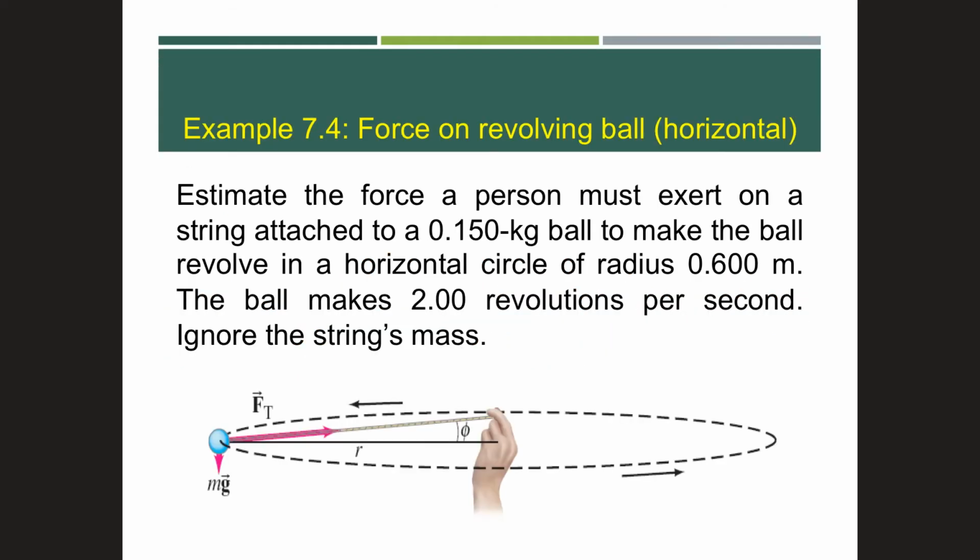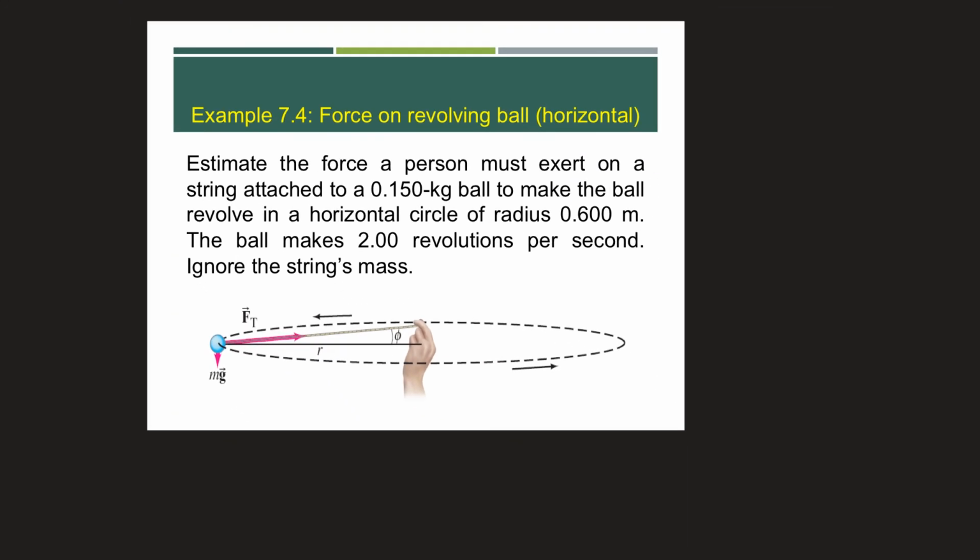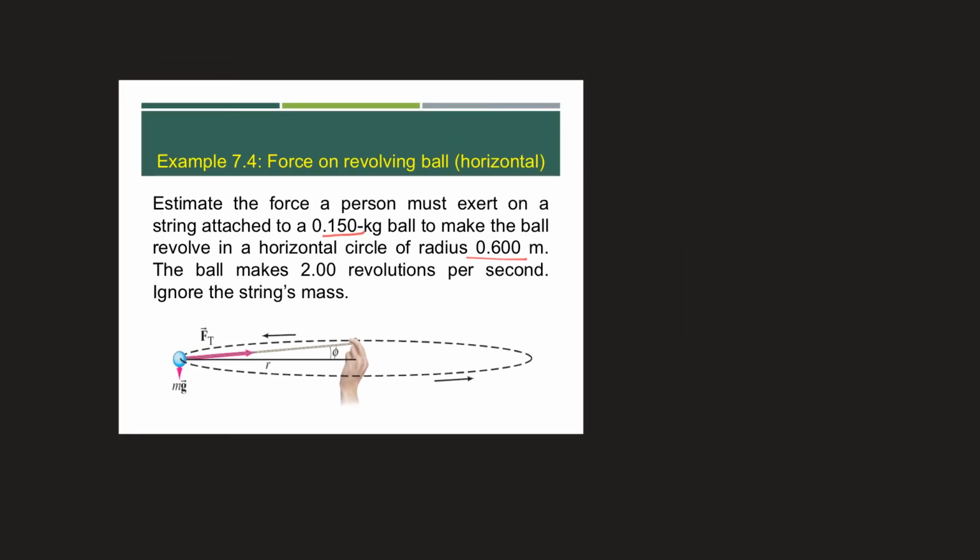Okay, so now we are going to the questions. The question asks you to estimate the force a person must exert on a string attached to a 0.150 kilogram ball to make the ball revolve in a horizontal circle of radius 0.6. The ball makes 2 revolutions per second. Ignore the string mass. The relationship between centripetal acceleration and centripetal force is going to be Fc equals mv square over r.